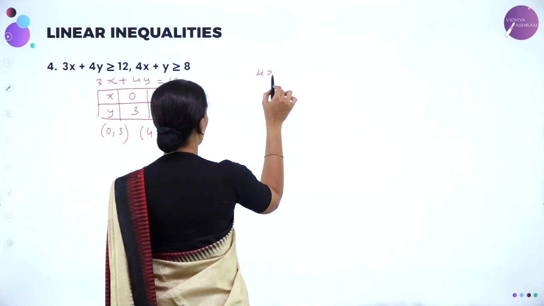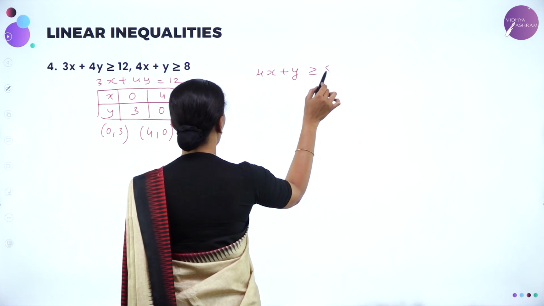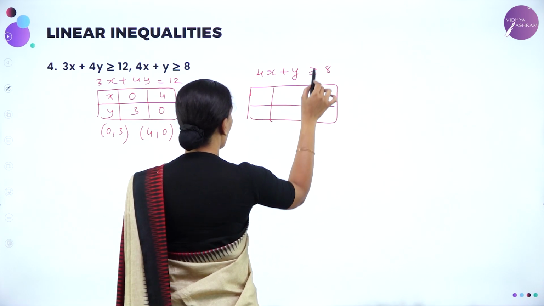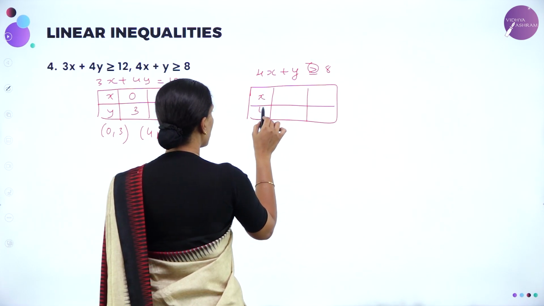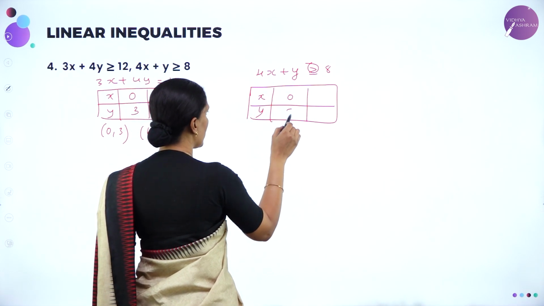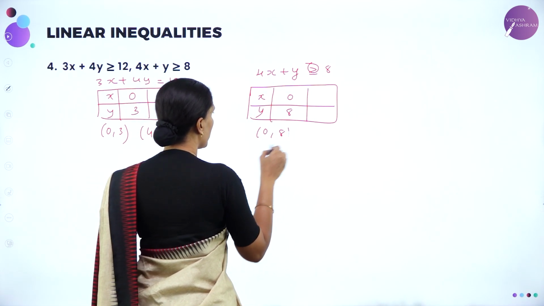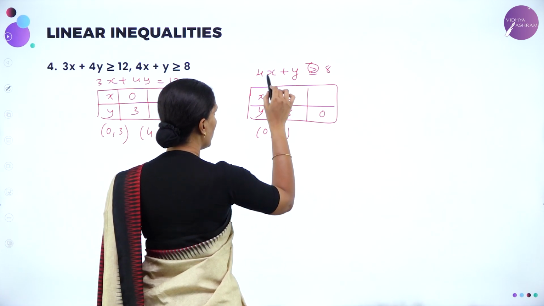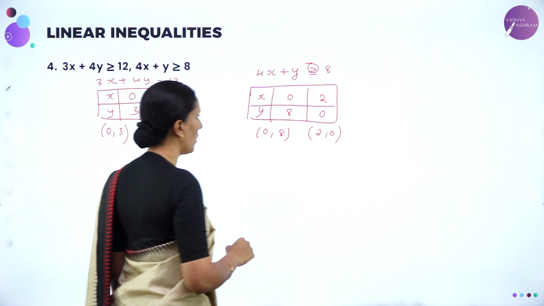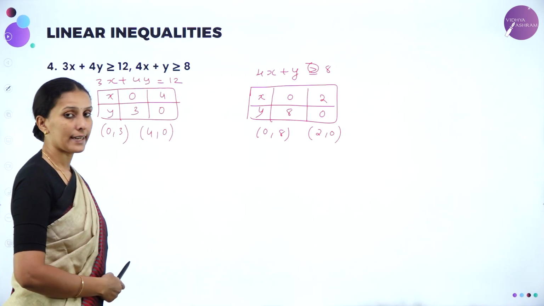Next we'll take 4x plus y greater than or equal to 8. So let's find the solution by taking the equality, not the inequality. If x is 0, then y is 8, so it is (0, 8). And if you take y as 0, then x is 2, so it is (2, 0). Now let us plot these points inside the graph.